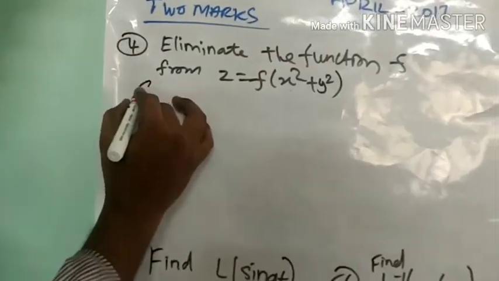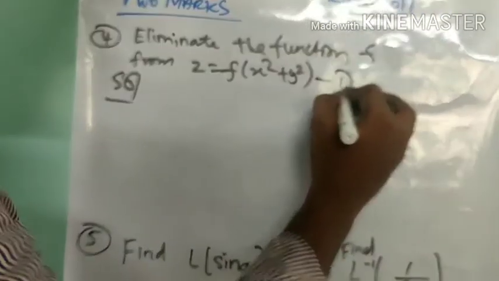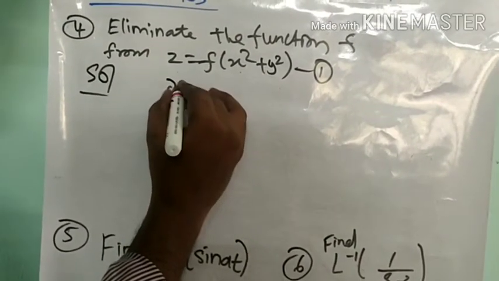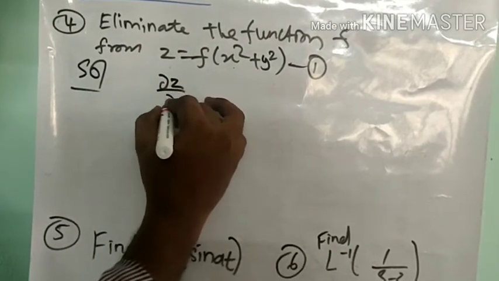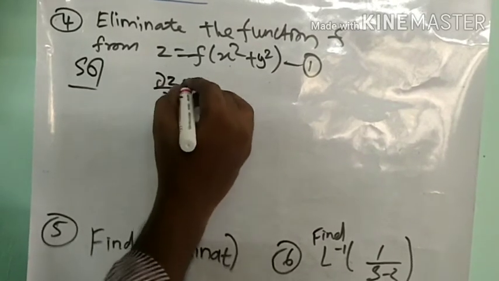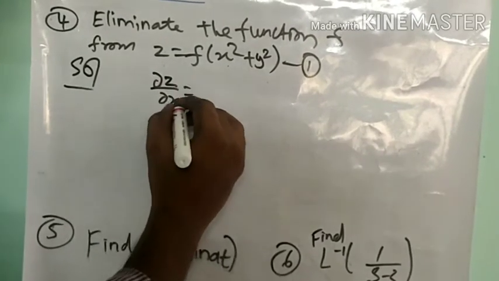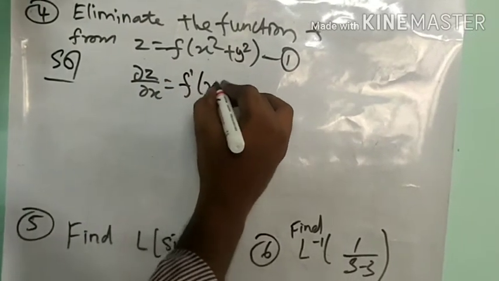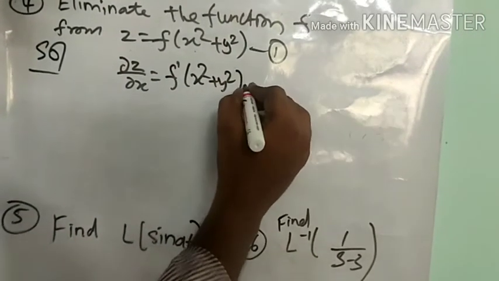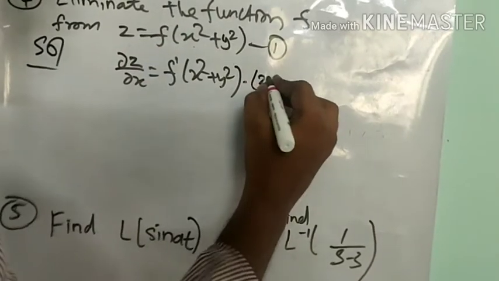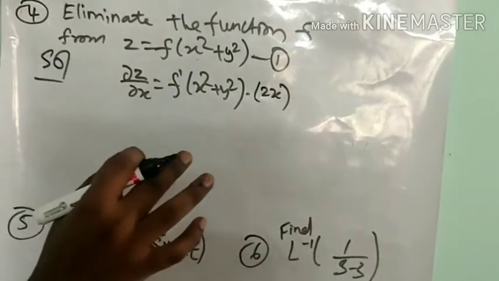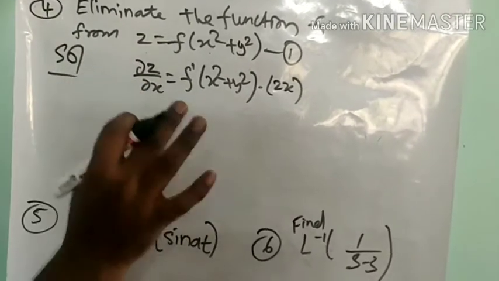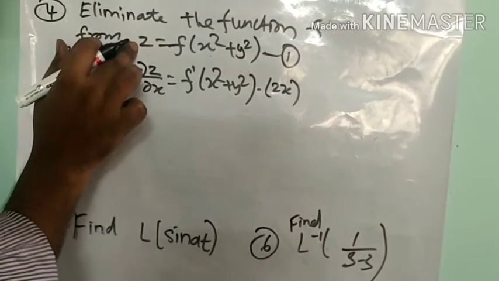So just call the given problem equation number 1. Now differentiate this partially with respect to x. So dou z by dou x equals f dash of the whole thing, times the derivative with respect to x, and the derivative of x square is 2x. This is a partial differentiation, so you partially differentiate with respect to x. Here z is a function of x and y.